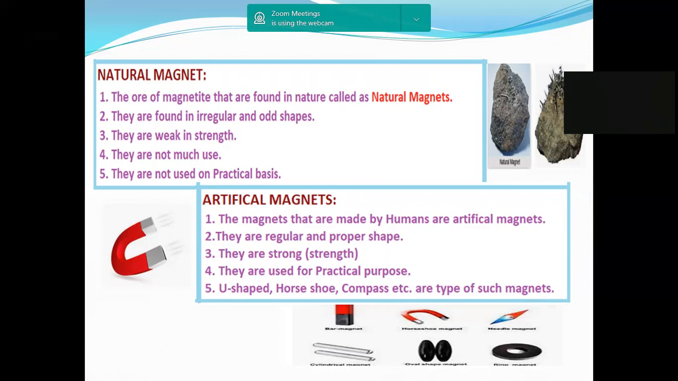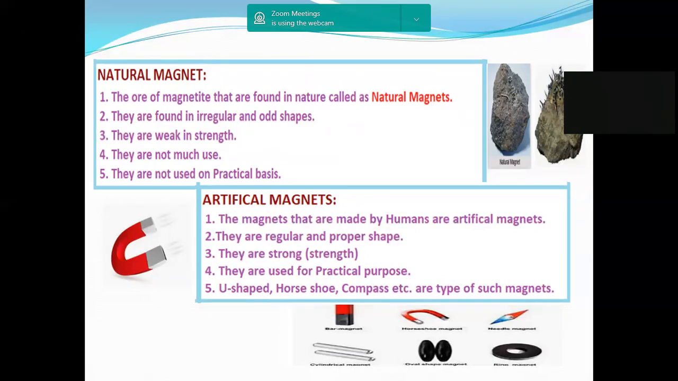Now, here comes up another type of magnet called artificial magnet. These are magnets that are made by humans. Why? Because as we already know, natural magnets are weak in strength. Artificial magnets are thus made because they are strong. Now, this is artificial since humans have made it. They are regular and also have proper shapes. They are strong, so we can use them for practical purposes also.